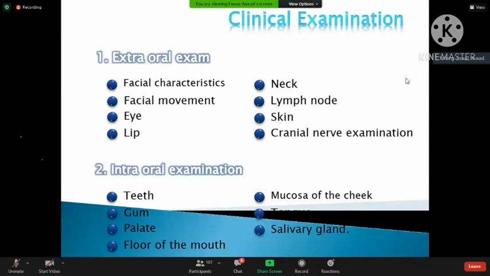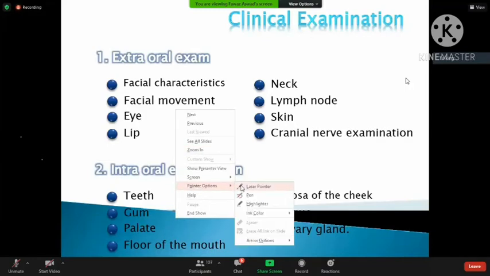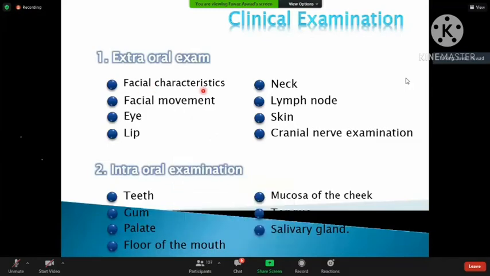We will also talk about the extraoral examination. These are the fields that we will talk about: the eye, lip, neck, lymph node, the skin, and the cranial nerve examination. All of this is within the extraoral examination. Facial characteristics, facial movement, the eye of the patient, the lip, the neck, the lymph node, the skin, and so on.